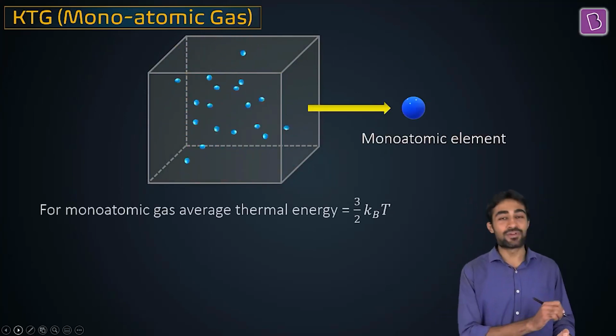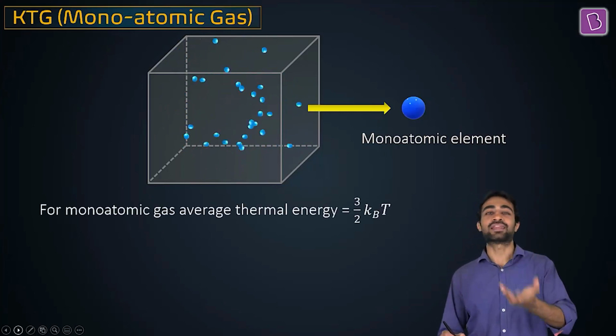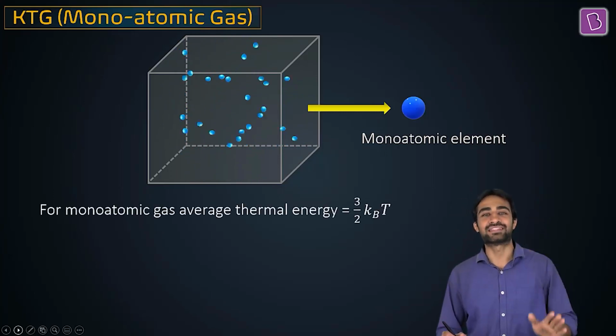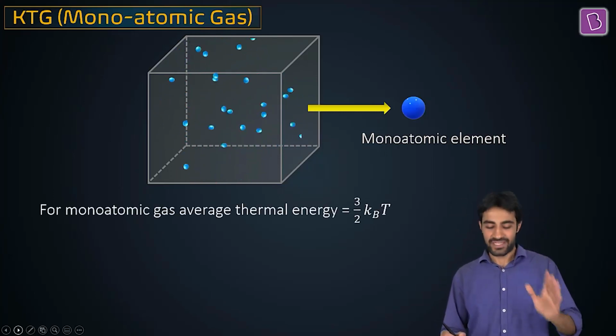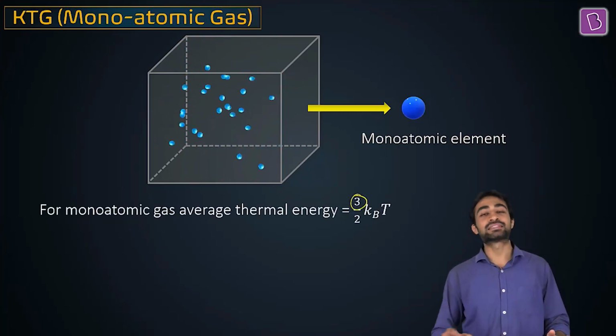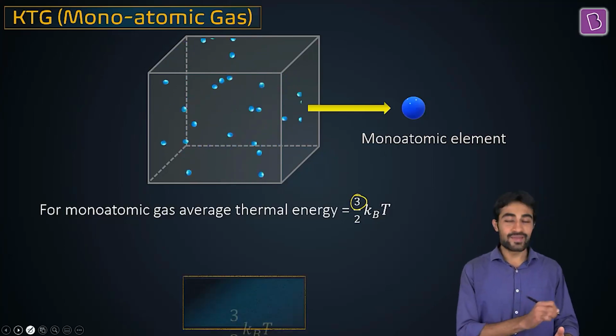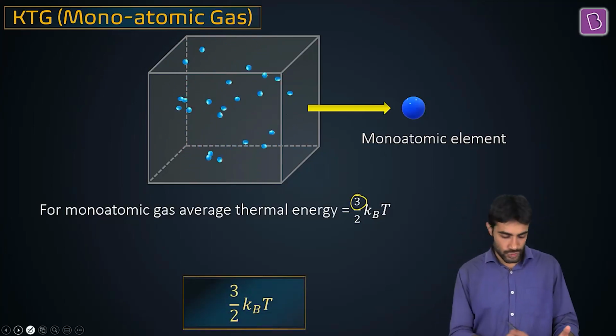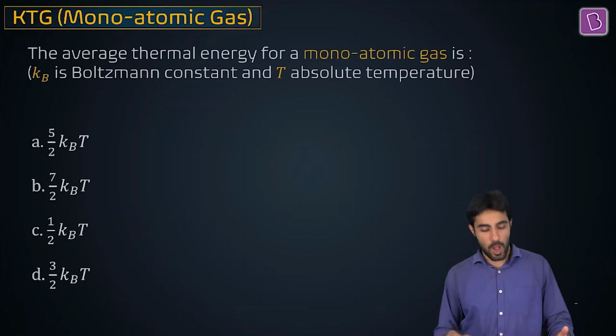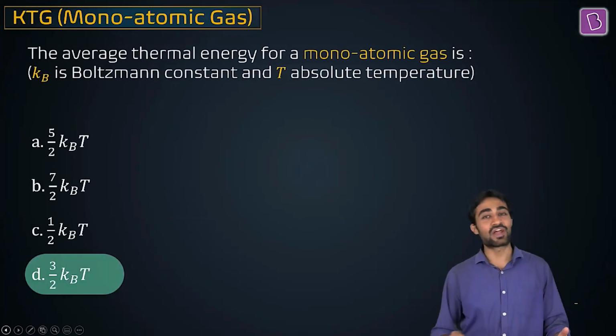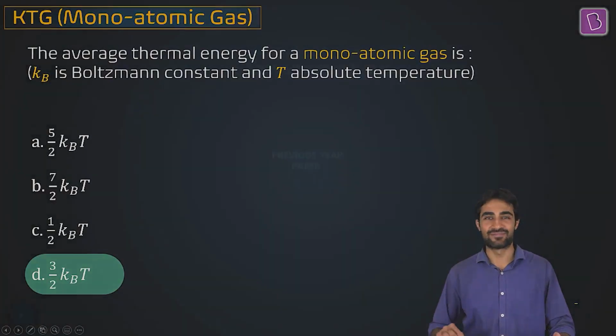And we can see the average kinetic energy per molecule is nothing but 3 by 2 kT. Here 3 is representing the degrees of freedom. Now we can see 3 by 2 kT should be the answer, and we mark option D as the correct answer for our question.